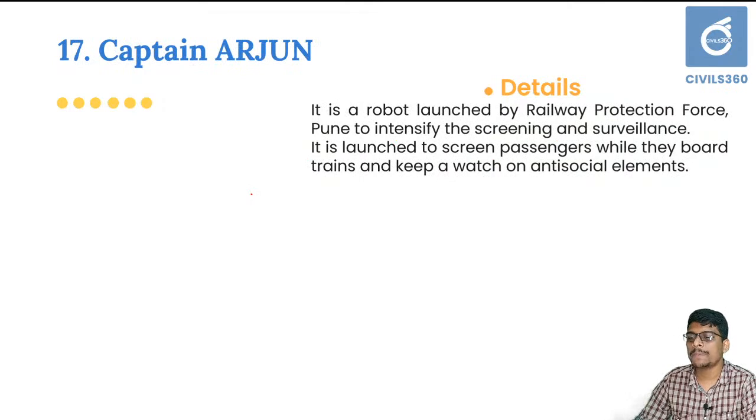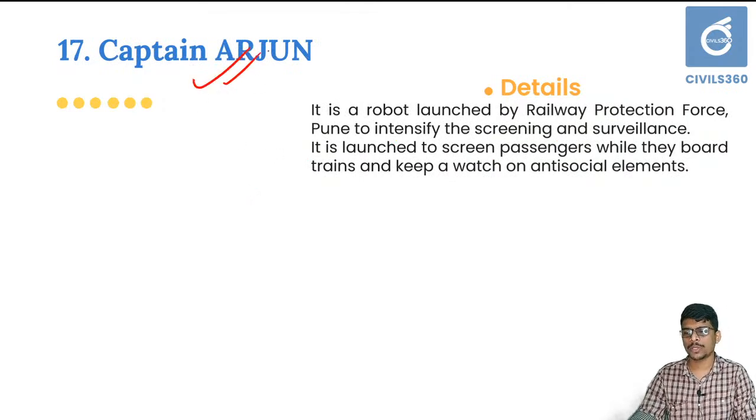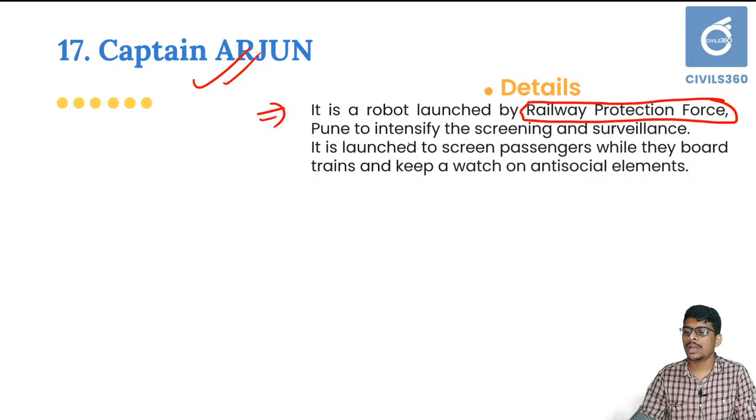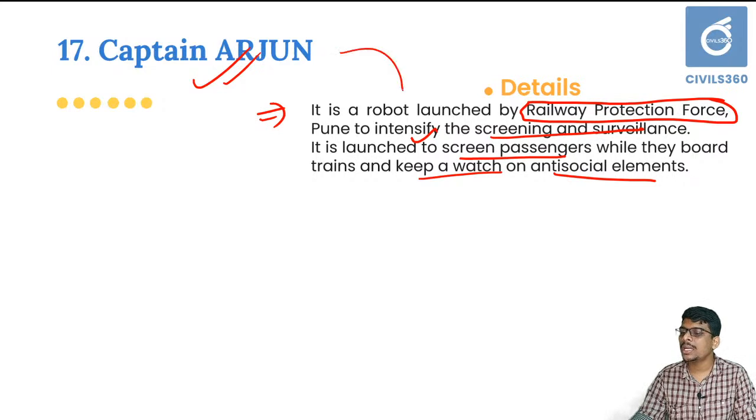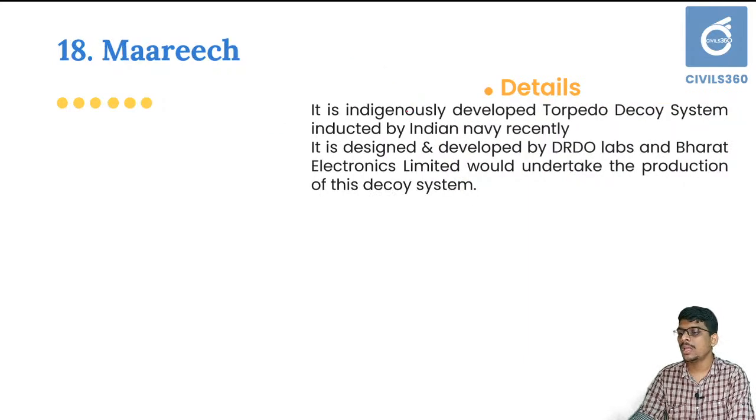Okay, next one is Captain Arjun. This can be a possible question. Captain Arjun is a robot launched by RPF or Railway Protection Force Pune to intensify the screening and surveillance. It is launched to screen passengers while they board trains and keep watch on antisocial elements. That is, Captain Arjun is nothing but a robot launched by Railway Protection Force to intensify the screening and surveillance of railway stations and related areas.